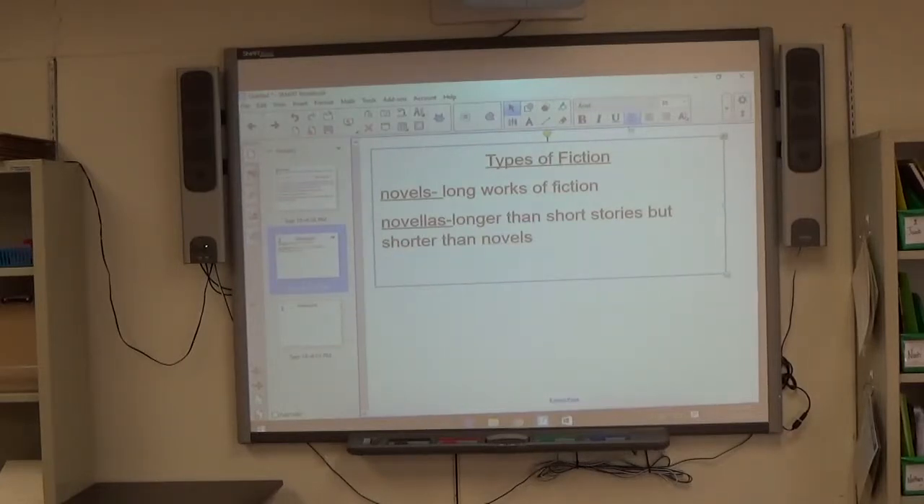And the third one that we're going to make note of are short stories. Short stories are brief or short works of fiction. Usually in a short story, there's only one problem being addressed. Whereas in a novella or a novel, you might have more than one problem being addressed.